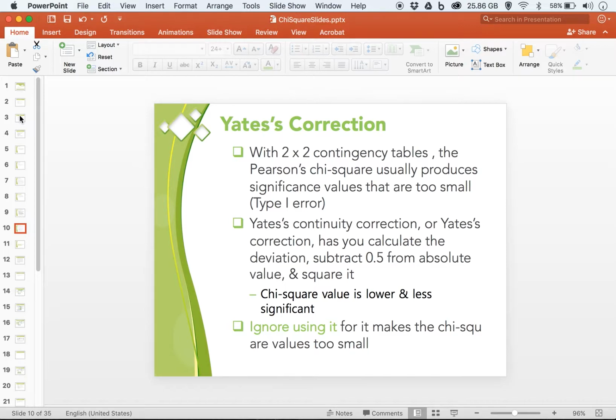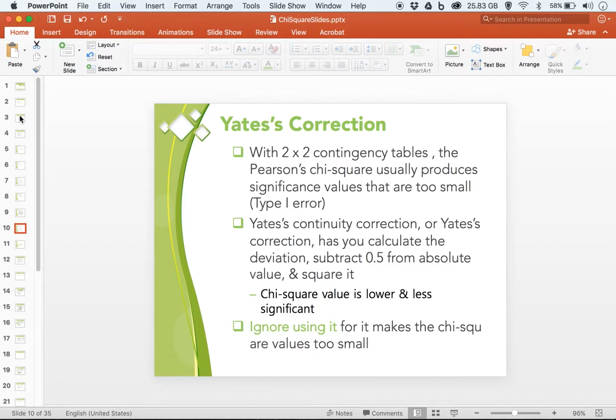And so what you can do with the Yates continuity correction is calculate your deviation. You don't care whether it is a positive or negative number. You subtract 0.5 from that value, and then you square it. And then you have the Yates correction, and that actually lowers the value of your chi-square statistic. Therefore, it makes it less significant.